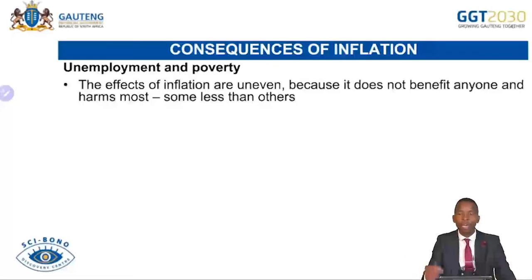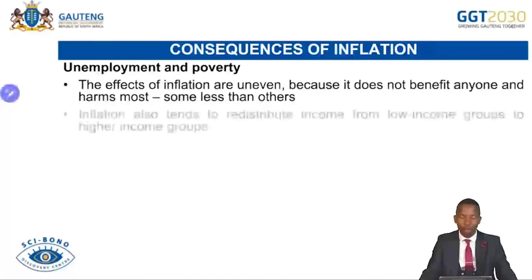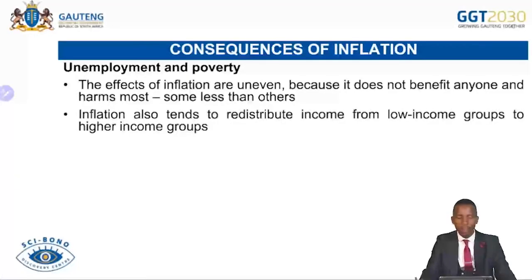At the same time, let's talk of the vulnerable people that are receiving a stable income or no income. As inflation increases, they cannot afford their basic goods and services, which will lead to them living in absolute poverty or below the poverty line. The effects of inflation are uneven because it does not benefit anyone and harms most, some less than others. And then inflation also tends to redistribute income from low income groups to high income groups.